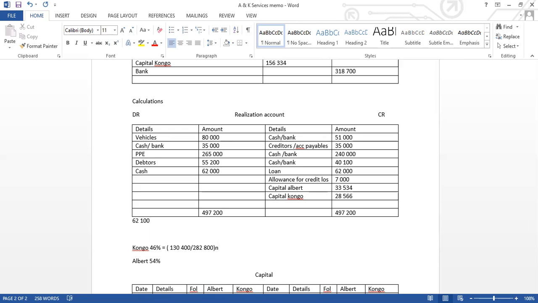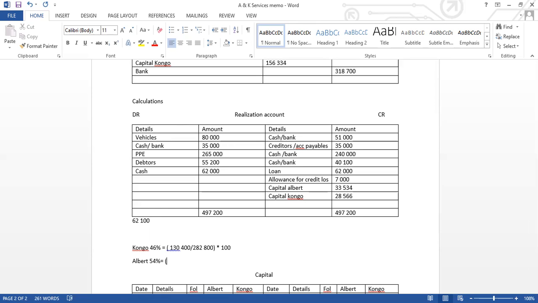You need to put it in percentages. For easier use, it's better you put it into percentages. So you multiply by 100. So 130,400 divided by 282,800 multiplied by 100 will give you 46%. And then we move on to Albert.